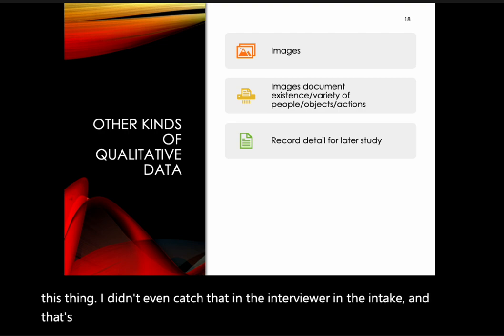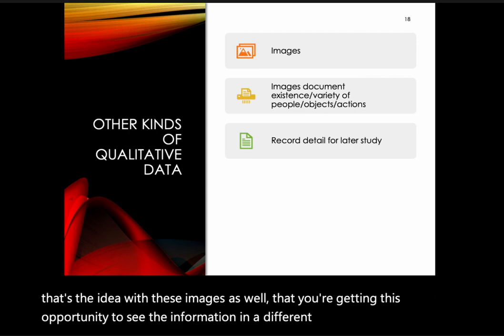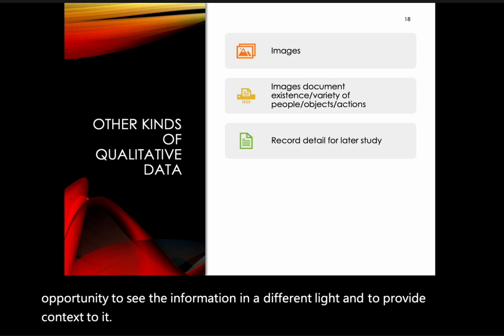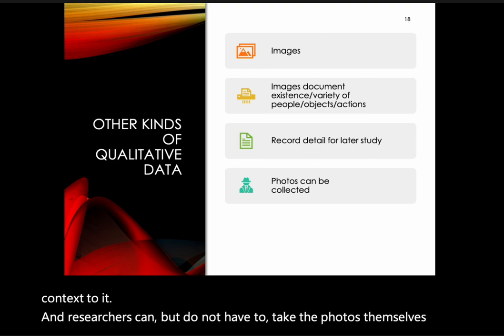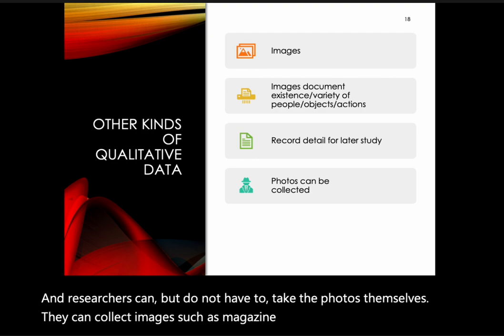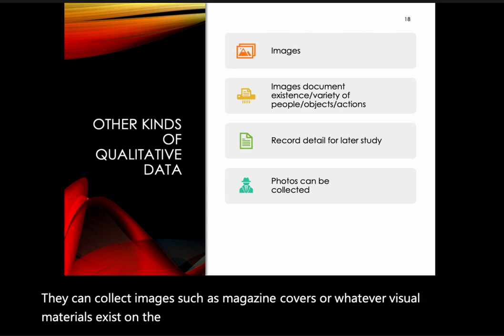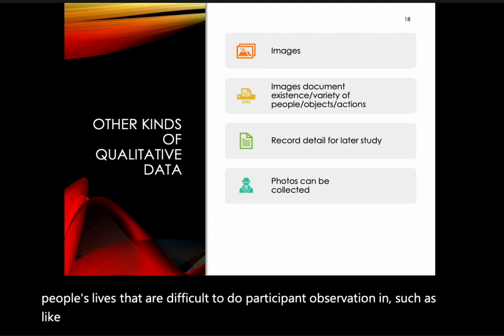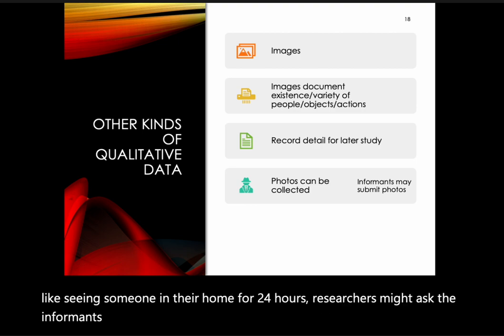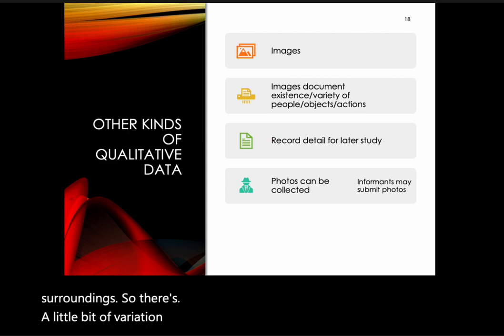And that's the idea with these images as well, that you're getting this opportunity to see the information in a different light and to provide context to it. Researchers can, but do not have to, take the photos themselves. They can collect images such as magazine covers or whatever visual materials exist on the research subject. In projects examining areas of people's lives that are difficult to do participant observation in, such as seeing someone in their home for 24 hours, researchers might ask the informants to take and submit photos of themselves and their surroundings. So there's a little bit of variation in how you collect these images.